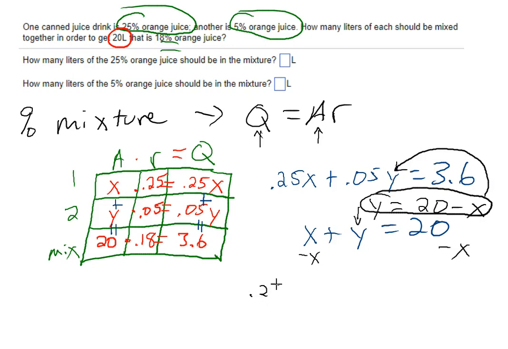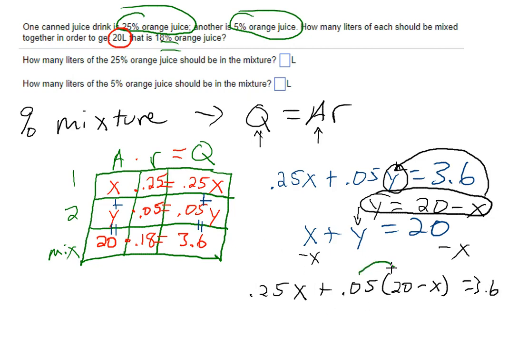And so I'll get 0.25x. Just to save myself some space, I'm not going to rewrite this equation again. In place of y, I'm going to plug in the 20 minus x. So I get 0.05 still, and in place of y, we're going to have 20 minus x. And then the rest of it stays the same. We get equals 3.6. So I solve this equation for x.